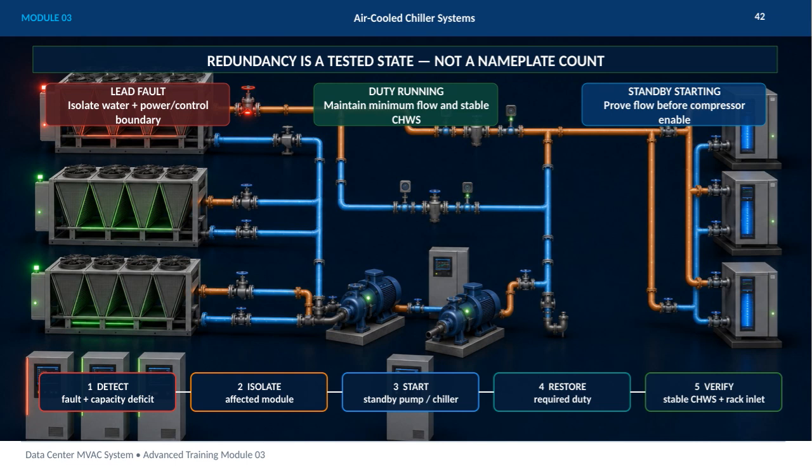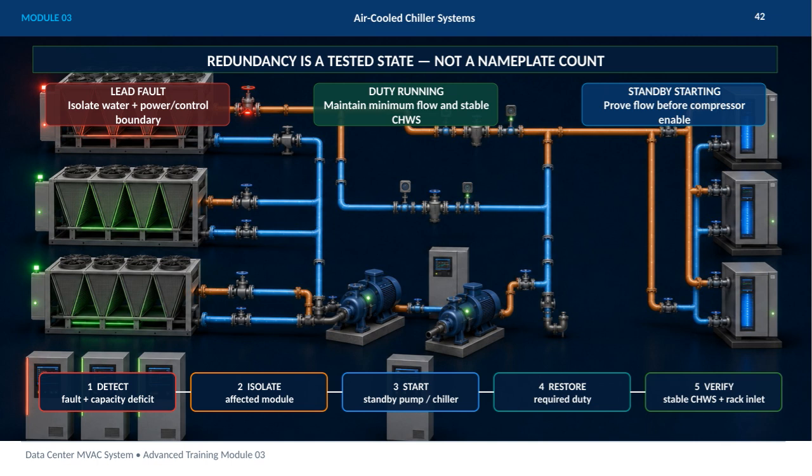This means it's not enough to simply have backup equipment on paper. The system must be actively verified to ensure it can handle faults. When a lead fault occurs, the system isolates the water and power or control boundaries to contain the issue. While the duty unit is running, it maintains minimum flow and stable chilled water supply, which is essential for steady operation. Before starting a standby unit, the system proves there is adequate flow to protect the compressor.